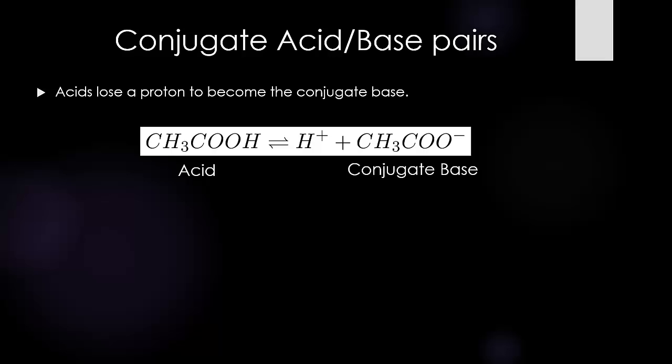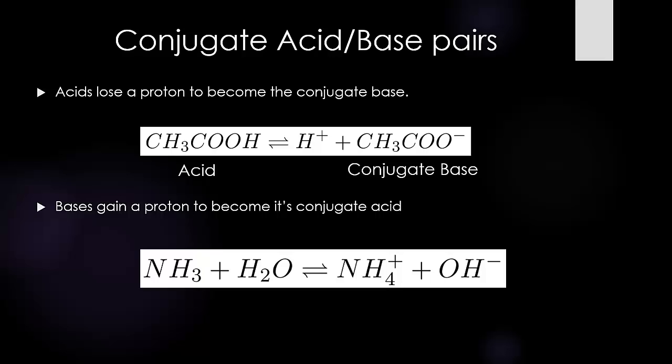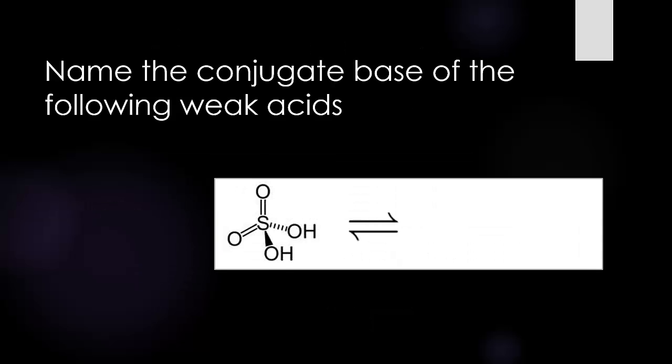Similarly, if we add a hydrogen to a base, the resulting species is an acid because of the dynamic equilibrium, and so we'll call it the conjugate acid. Let's do some examples.